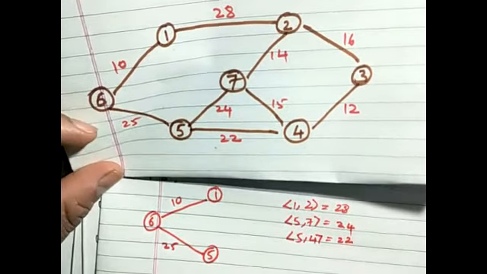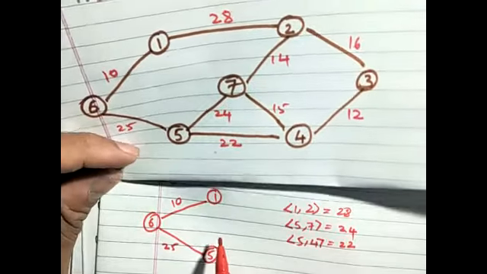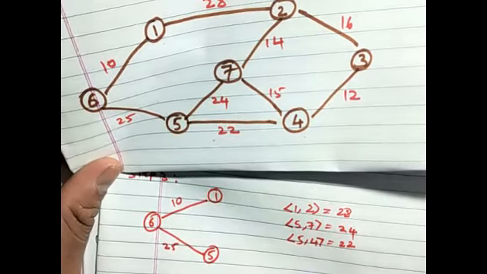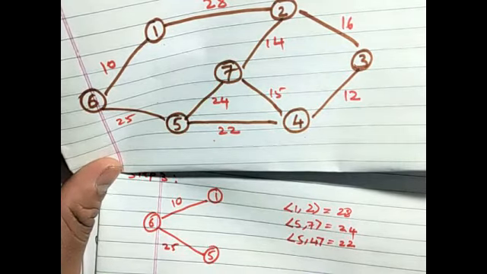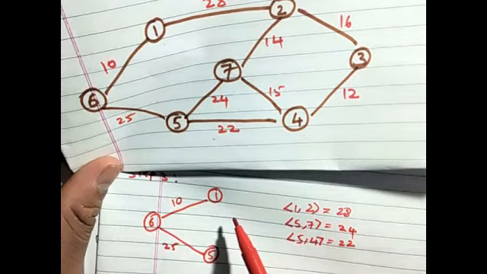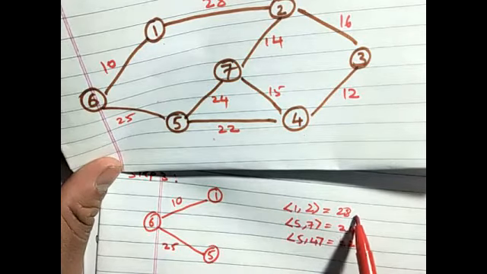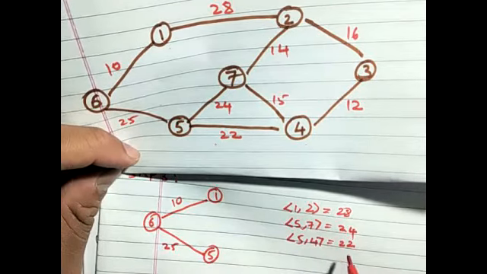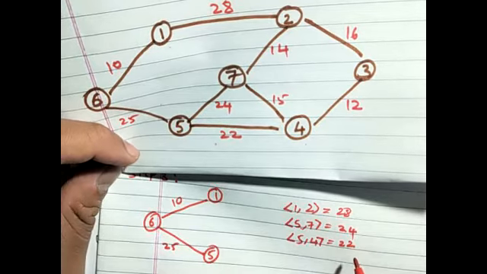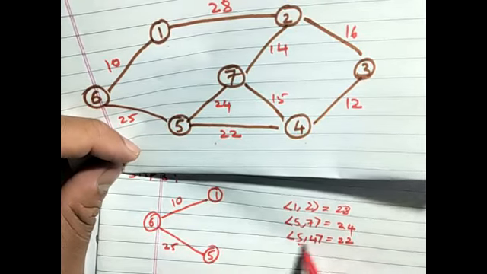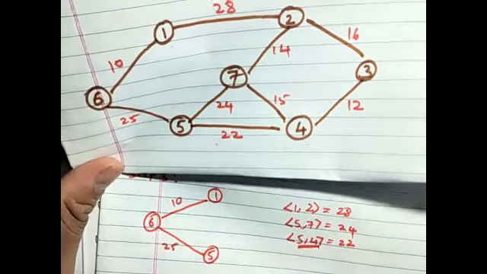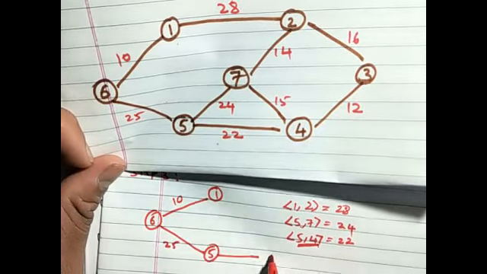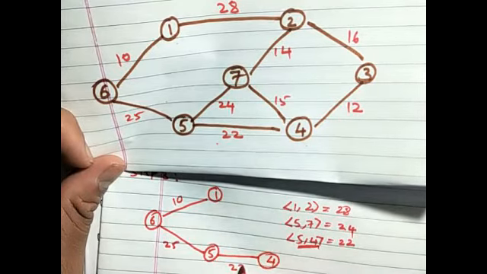Now, in this stage, if you look at the construction of or deriving the spanning tree, I have got 3 different possibilities. The first one is I can either travel from 1 to 2 with 28 cost, 5 to 7 with 24 cost, and 5 to 4 with 22 as the cost. Now, definitely, I'm going to choose 5 to 4 because it is going to give me the minimum cost. So from 4, I can travel to 5 with the cost 22.